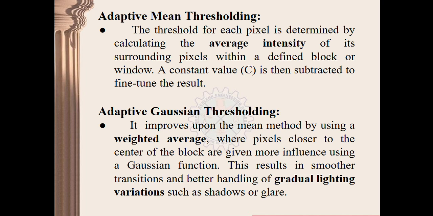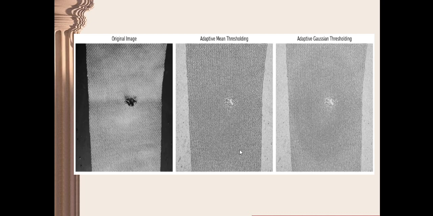In adaptive thresholding, we again have two types, mean and Gaussian. Mean is where we calculate the average intensity of the surrounding pixels within a block or window. A constant value is subtracted from this, and then you get the adaptive mean threshold. In Gaussian, you get a weighted average, where the pixels closer to the center of the block are given more influence using a Gaussian function, handling gradual lighting variation such as shadows and glare. This is the output that I've got for mean and Gaussian thresholding.